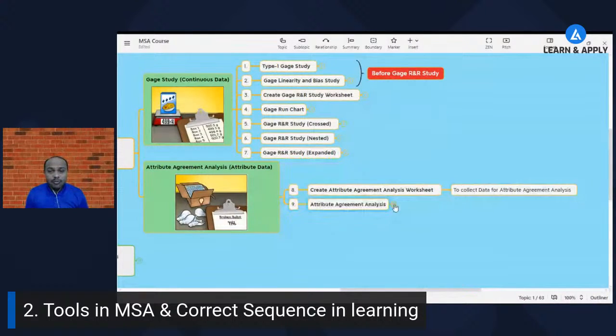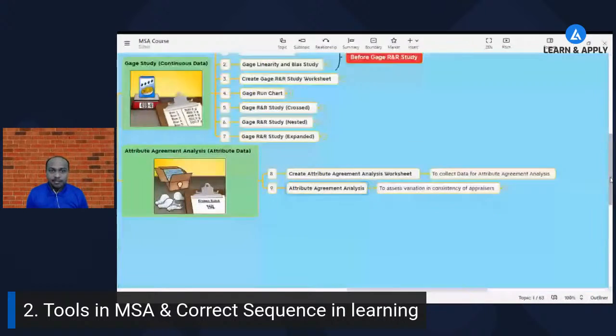By using this tool, we can understand what is the variation in our measurement system, and the variation between the consistency of the appraisers. In case of this attribute data, we are calling the operator an appraiser.